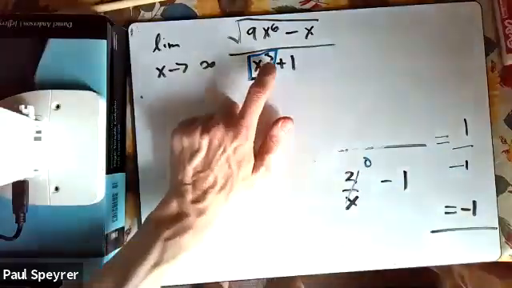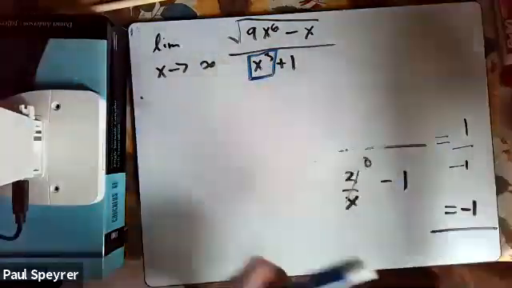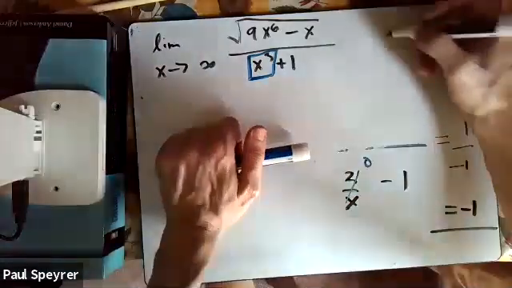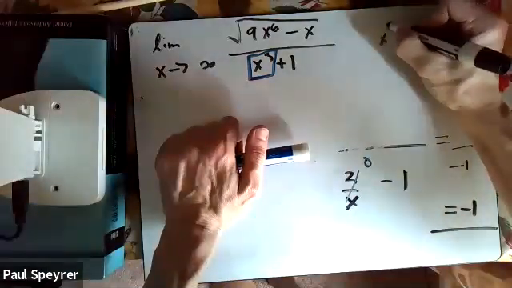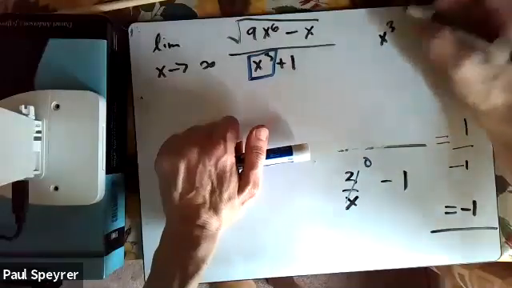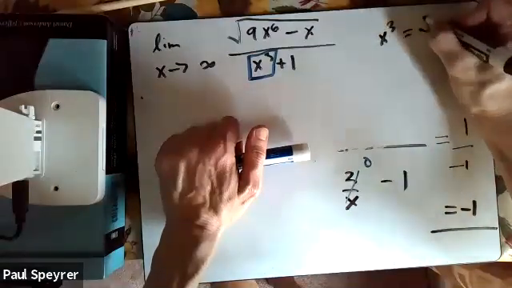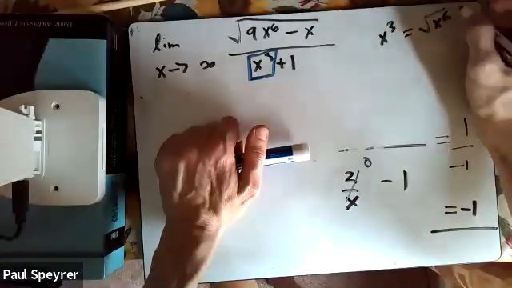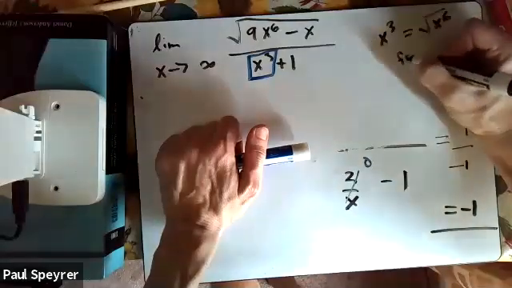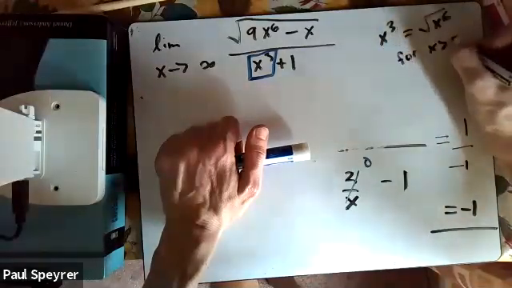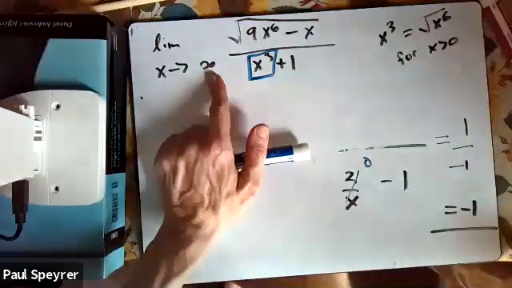We can rewrite x cubed as a root. What if I said x cubed is equal to the square root of x to the sixth, for x greater than 0? And we're going to positive infinity anyway.